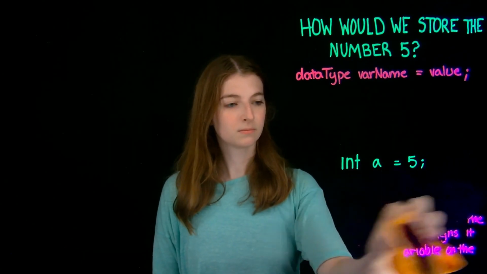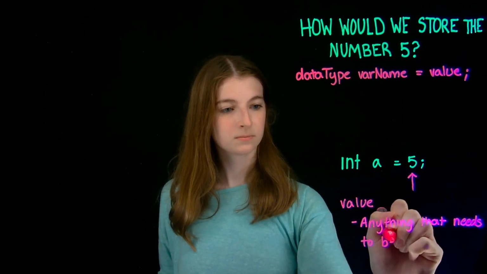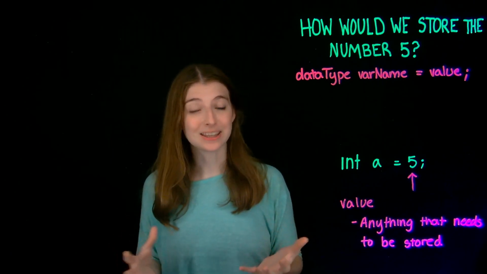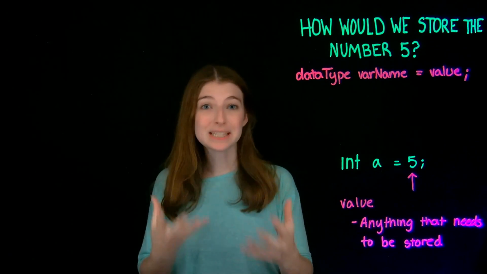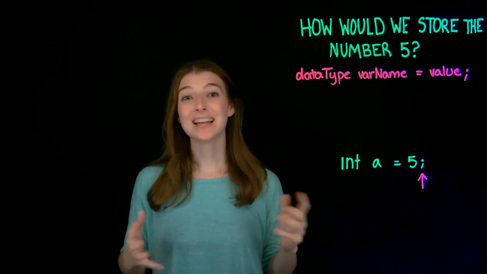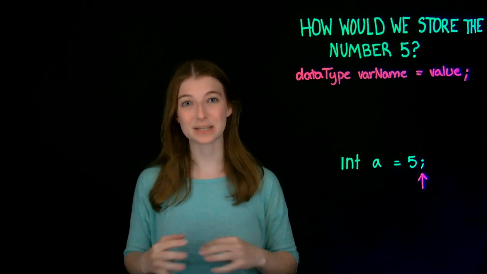And then on the other side of our assignment operator, we have our value. This is the actual piece of data that we're storing inside our variable. So this can be anything, really: a number, a character, a sentence. Any piece of data that you need to store in a variable would go here. And then lastly is just that semicolon, which always goes on the end of each line in C++.